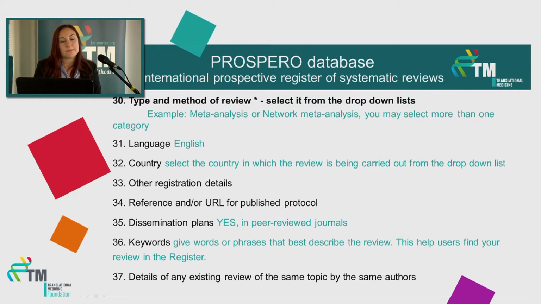Here, your dissemination plans, you should say yes, because yes, we want to publish our research in peer-reviewed journals, and you can just indicate it here. And for keywords, it is also not mandatory, but it is advisable to give words or specific phrases that best describe your review. So anybody could find that if they are searching, and this helps users to find your review. So I think I would highlight this. It is especially important to give specific keywords.